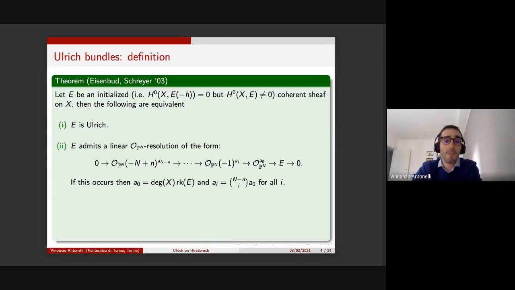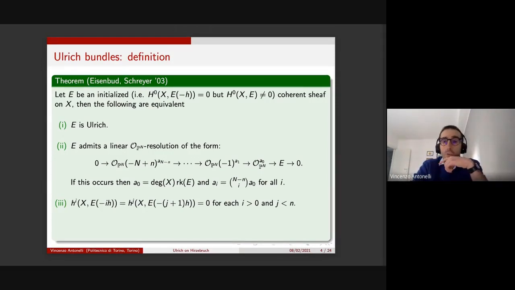And actually the exponents in the resolution just depend on the degree and on the rank. So here you see we have the generators. The first one is the degree times the rank. And then the other numbers depend on the dimension, the degree and the rank. So you can compute all of them.